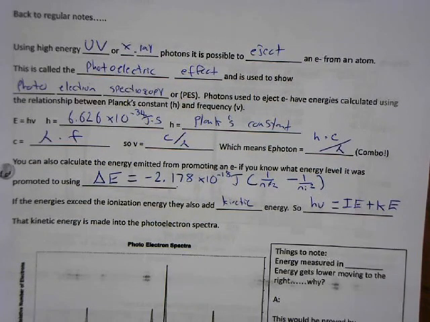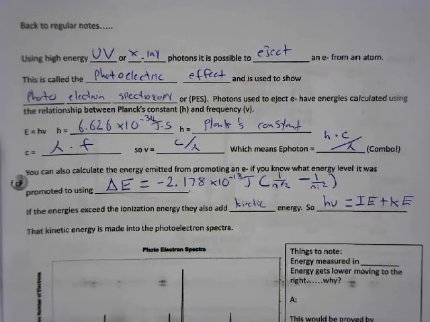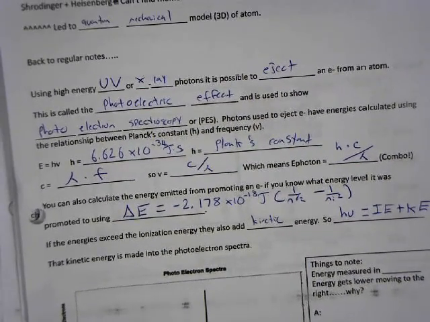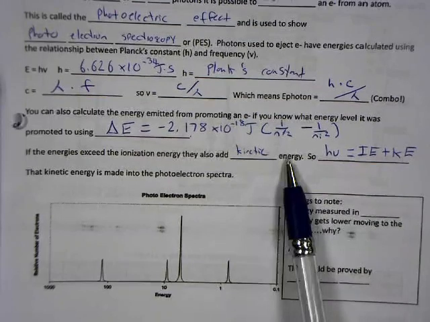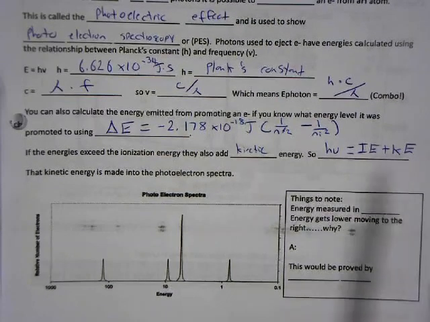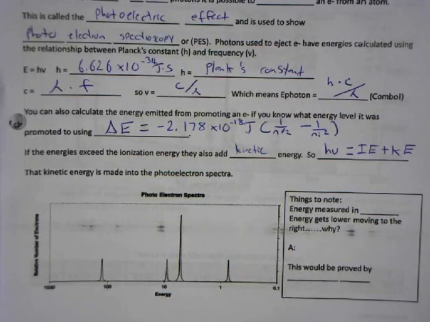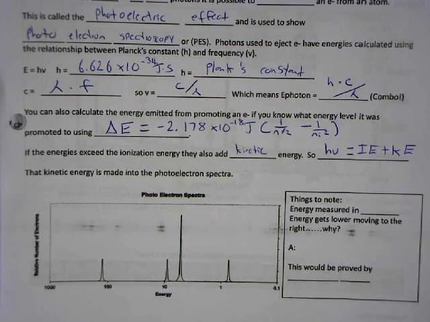If the energies exceed the ionization energy, they also add kinetic energy. So hν equals ionization energy plus kinetic energy. Is that nf squared? Yes, it's your final number squared minus your initial number squared, whatever you started at for your electrons. This is what we are going to start with on Monday. hν equals ionization energy plus kinetic energy.